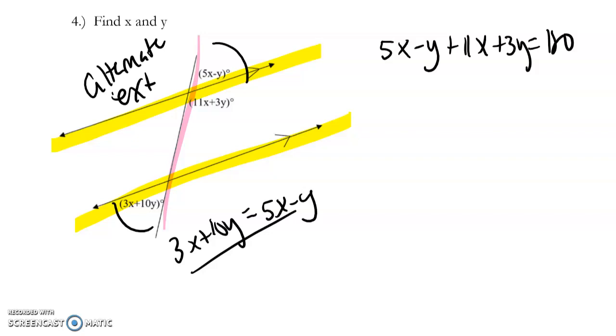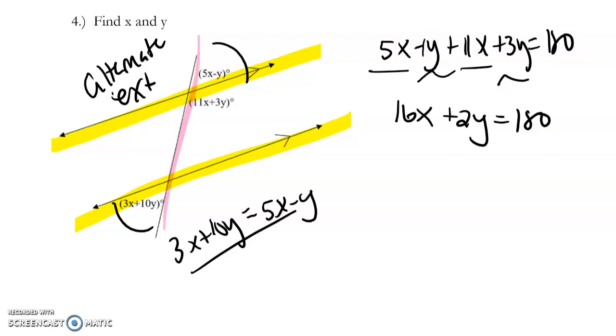We generally like our systems to have x's and y's on one side and plain numbers on the other. So I'm going to have my x's and y's on the left side and my plain numbers on the right side. I'm going to combine my like terms. I've got some x's and some y's in my top equation. So I have 5x plus 11x, so that's going to give me 16x's. I have 3 y's and a minus 1 y, you can think of it like that. So that gives me 2 y's. It's equal to 180, so that's my first equation.